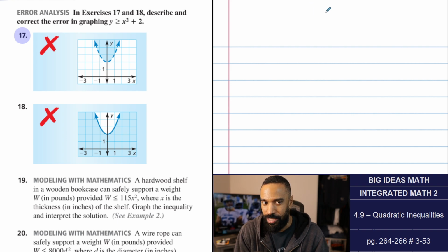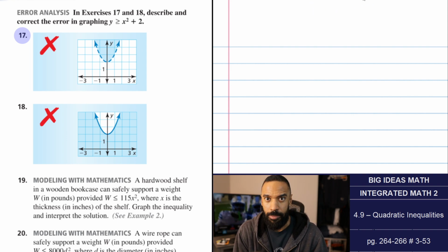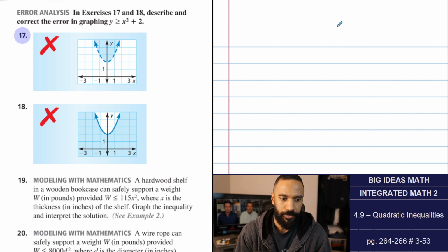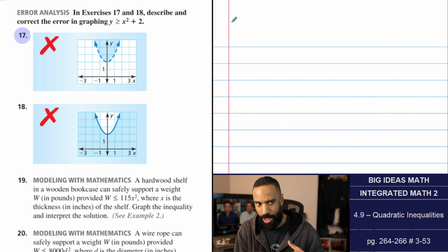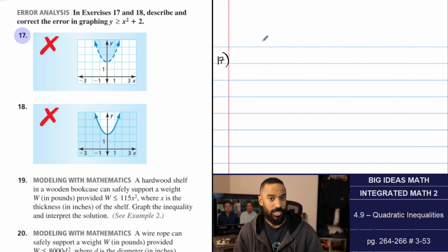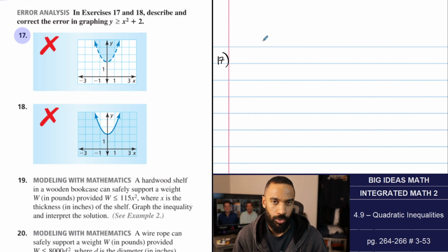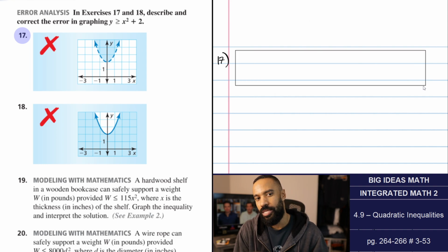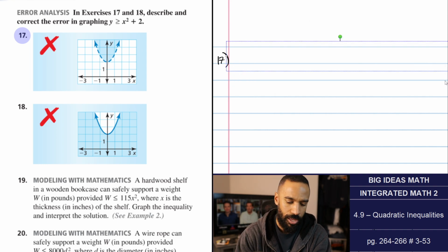Next exercise is 17 and 18. Describe and correct the error in graphing these. It's the same inequality, two different graphs, both of them wrong in some way, right? Now, they said correct it. It's going to be the same graph for both, so correcting one will correct the other. I'll put these right next to each other, okay? So number 17, I already saw the issues. I just got to indicate them now. On number 17, they did a dotted line instead of a solid line.